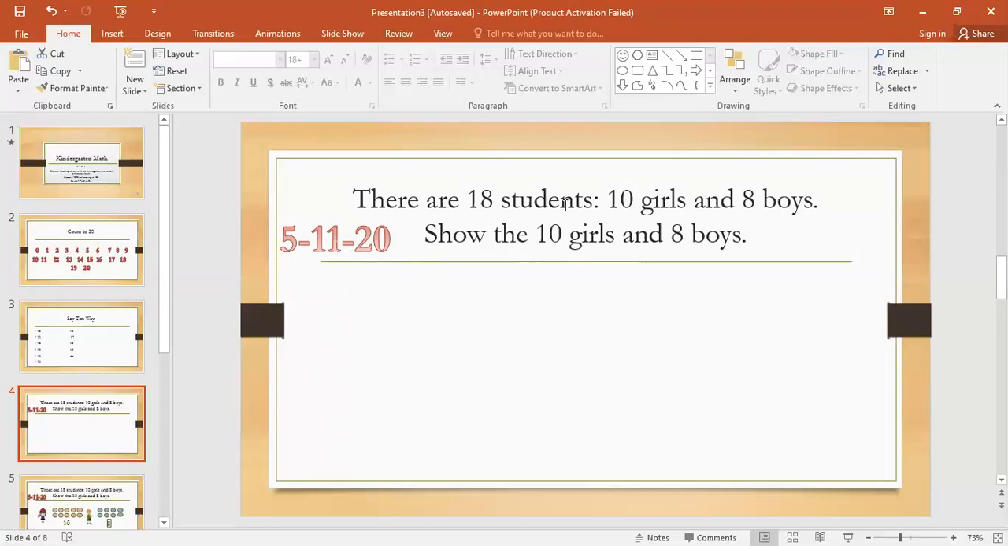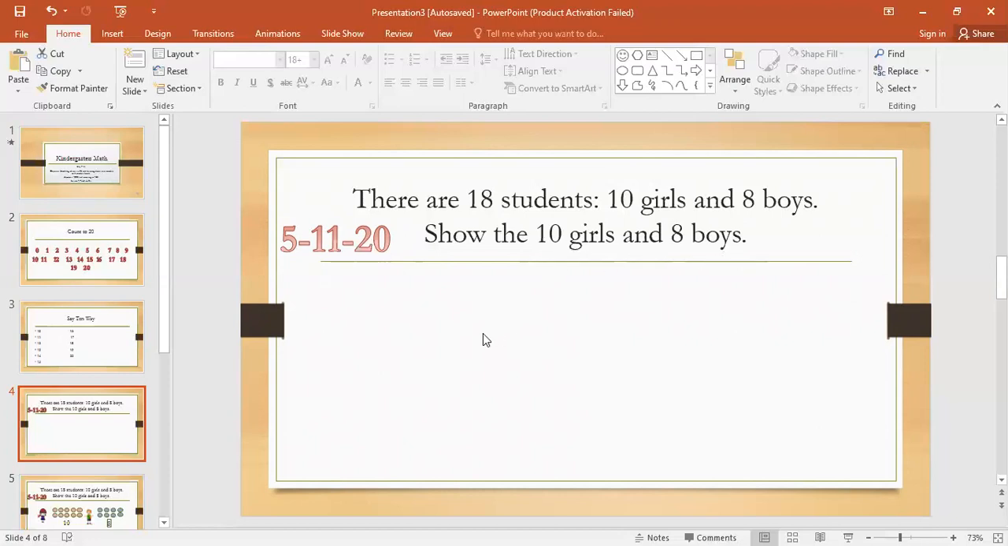All right, I'm going to read our goal for right now, our problem right now. There are 18 students, 10 girls and 8 boys in the class. Show the 10 girls and 8 boys. So below in your composition book, I would like you to draw a picture. We will use circles today. So we are going to use circles to show 10 girls and 8 boys.